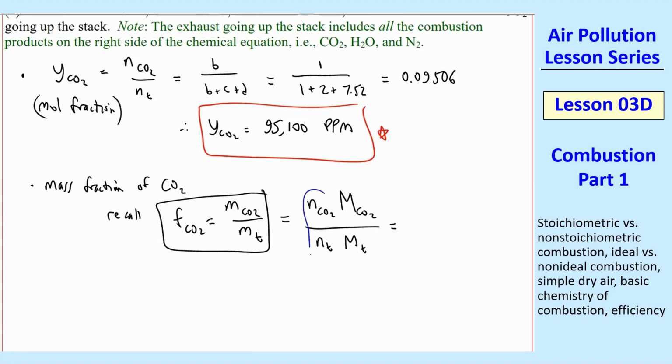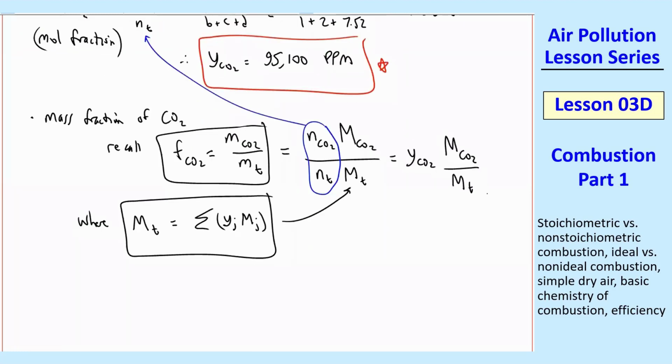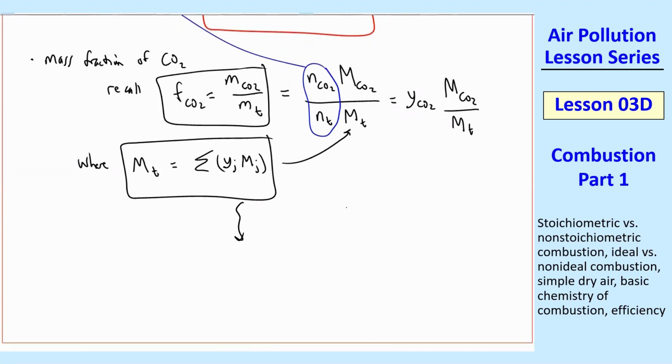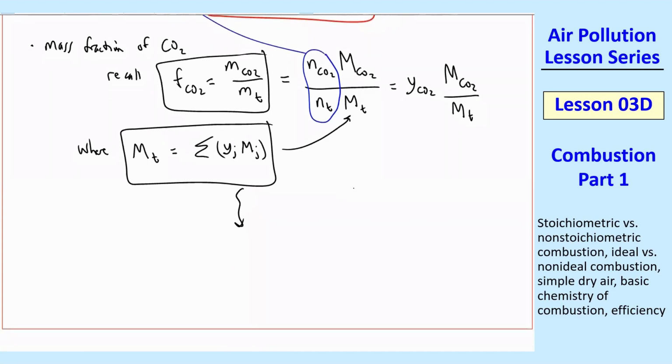Notice that NCO2 over NT is what we defined as YCO2, which we happen to have just calculated. So I'll just leave that in variable form, YCO2 times MCO2 over MT. Again, review: MT, the total molecular weight, is sigma of YJ MJ. I'm not going to go through all the algebra, and this will be a good review problem for you if you want to plug in everything and calculate F.